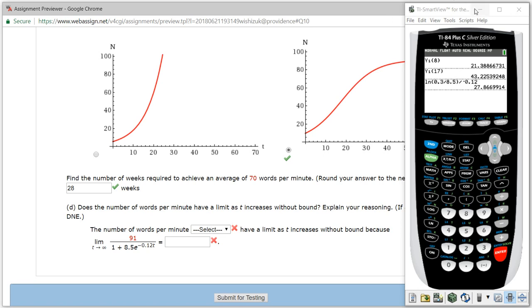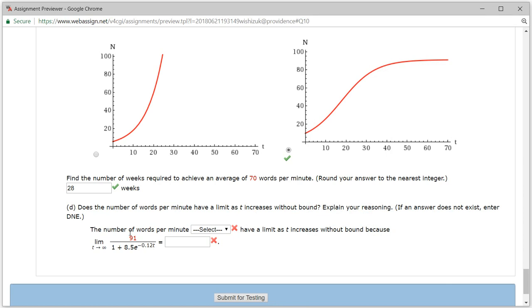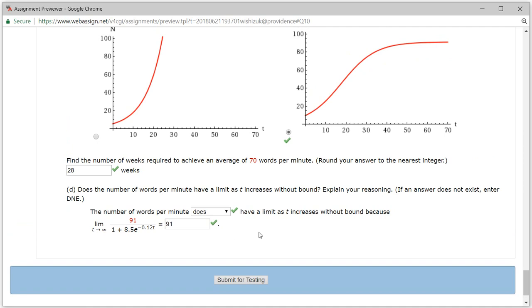Let's look at part D. The number of words per minute does not have a limit as t increases, or does have a limit as t increases without bound. You can see that if you put a really big t here, e to the negative really big power is going to approach 0. So what you're left with is 91 over 1, which is 91. So I'm going to put 91 here. Let's check the answer. It came back and looks like we got this one correctly. All right, that's it. I hope that this was clear.